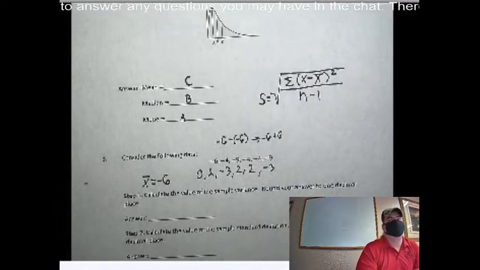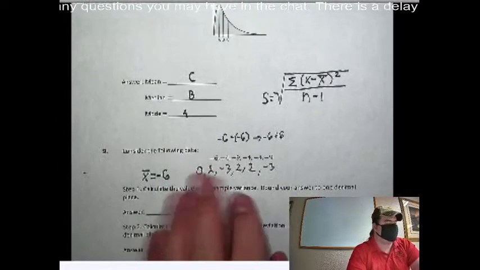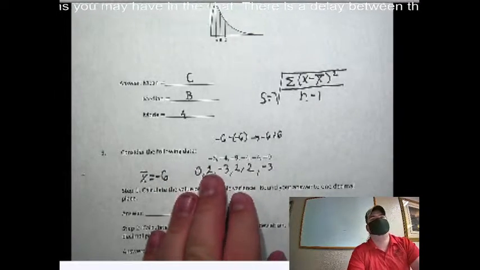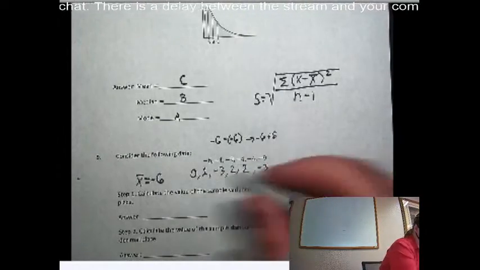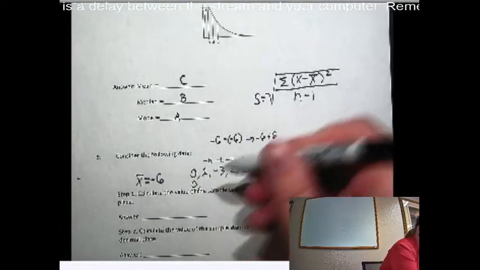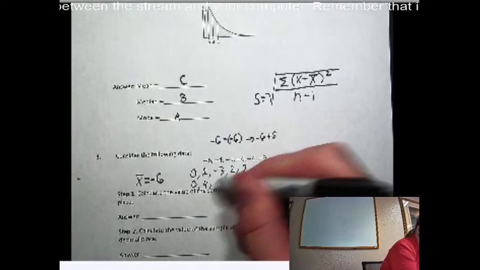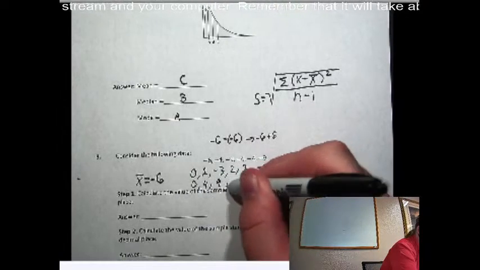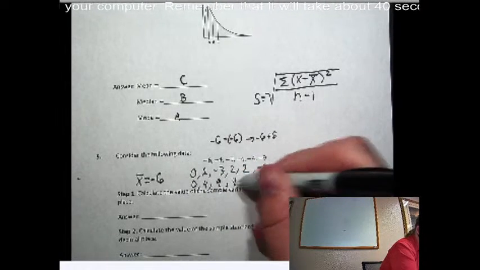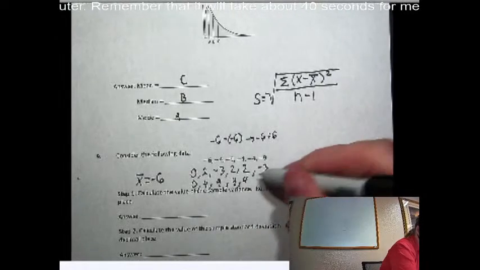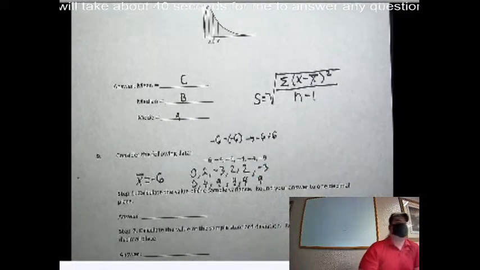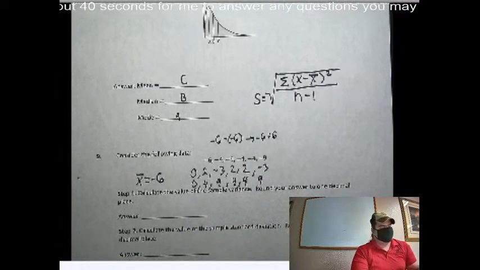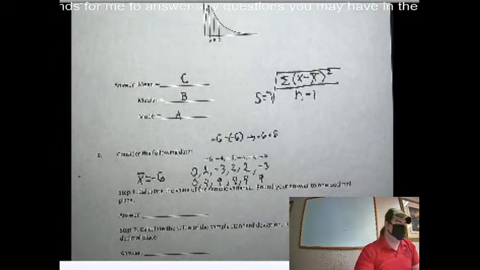Okay, so there's all of our x minus x bar numbers. Now we need to square all of these. So 0 squared is 0, 2 squared is 4, 3 squared is 9, 2 squared again is 4, and 9. So there's all of our x minus x bar squared numbers. Now we just need to sum them.